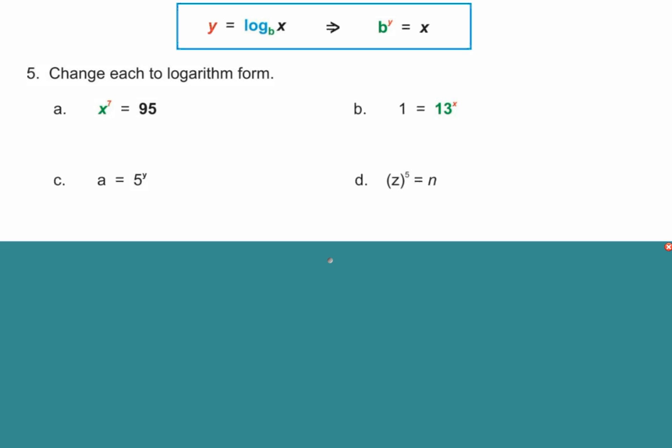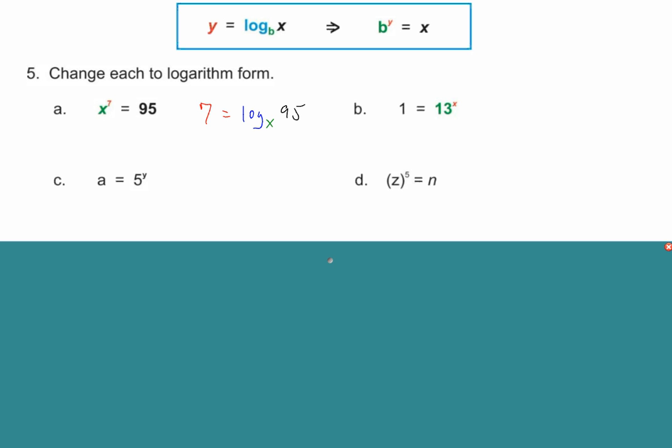Again, I've got this first couple color-coded. So 7 is our exponent. LOG for logarithm. What is the base? It is the x. And so of 95. And again, what do we have? 7 equals the log of 95 in base x. Go ahead and pause and do B.